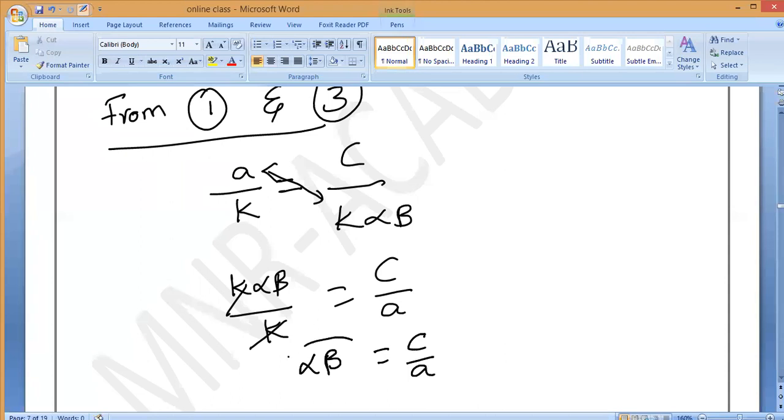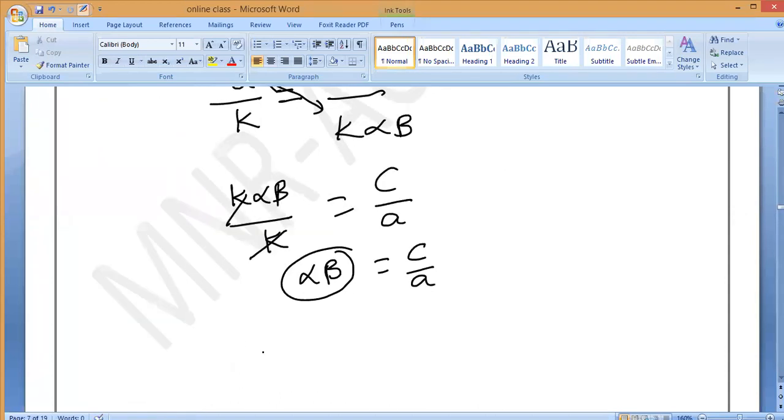That is C by A. Product of zeros is equal to C by A. Now you compare the equation. Is it right or wrong? You check it. Both the things you should verify: the given equation and this thing.